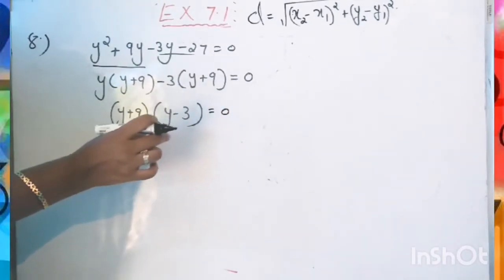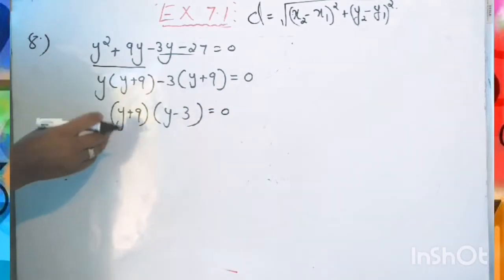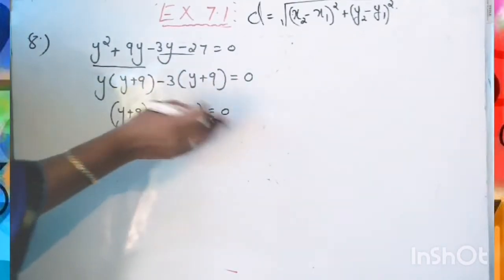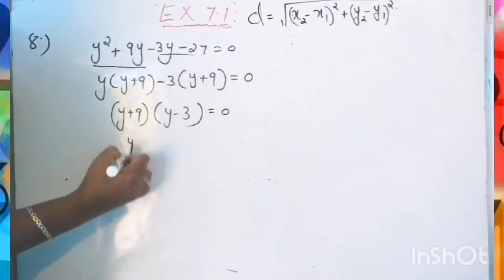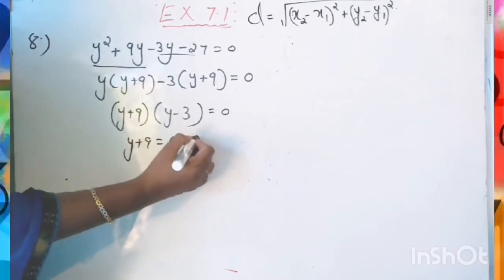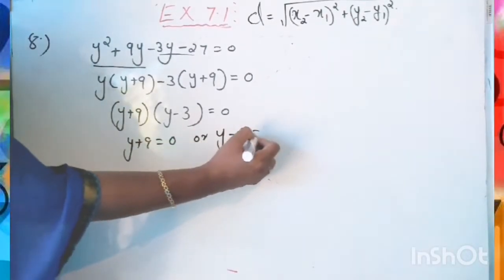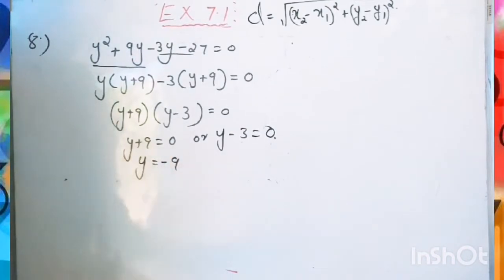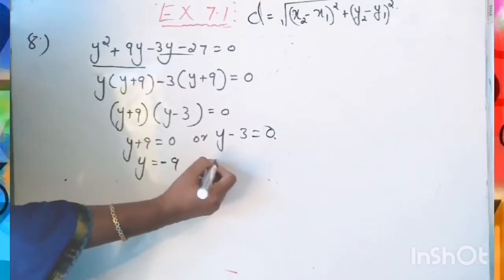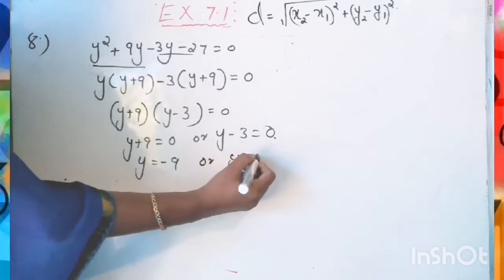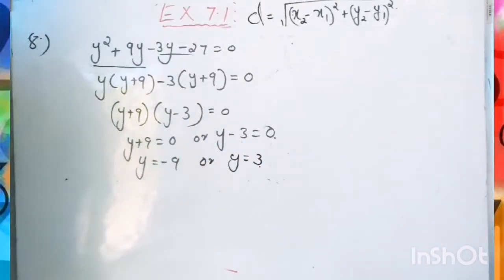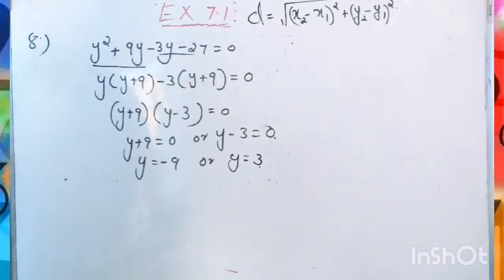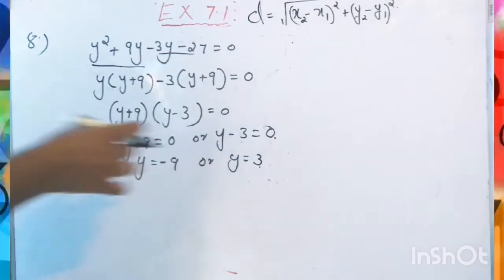Product of two numbers is equal to 0 means either the first number is equal to 0 or the second number is equal to 0. So y plus 9 is equal to 0 or y minus 3 equal to 0. This implies y is equal to minus 9 or y is equal to 3. So this is our required y.